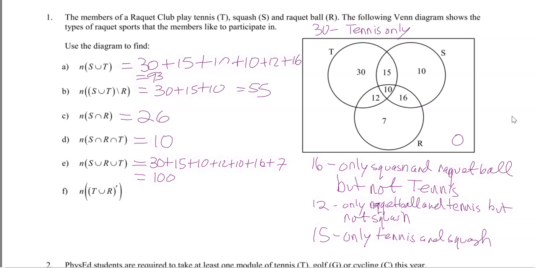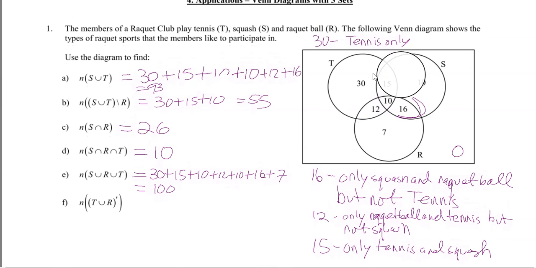10 play squash only. 15 play only tennis and squash. 25 play tennis and squash. 22 play tennis and racquetball. 26 play racquetball and squash. 10 play racquetball and tennis and squash. Okay, so 8 regions. Tennis only, squash only, racquetball only. Only tennis and squash. Only tennis and racquetball. Only squash and racquetball. And then all 3.